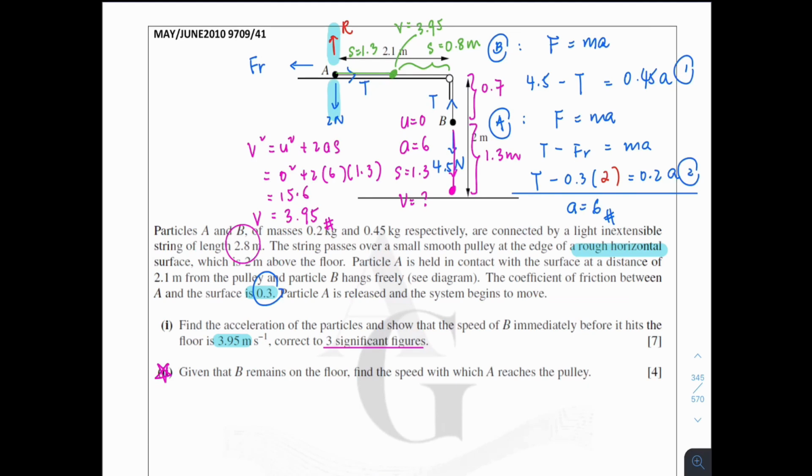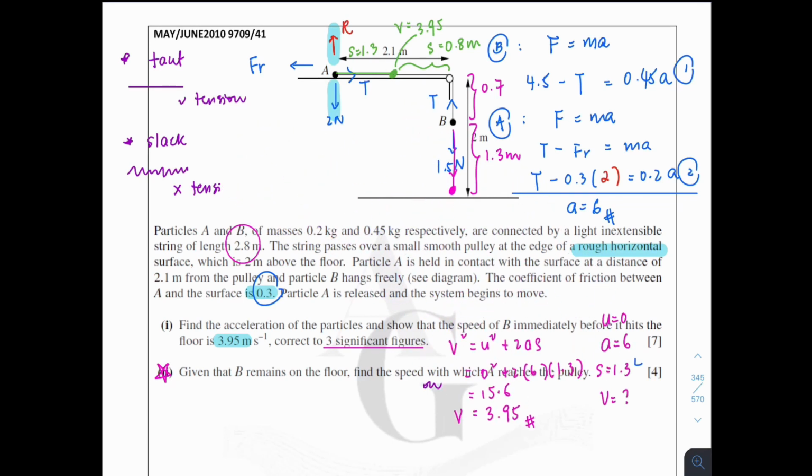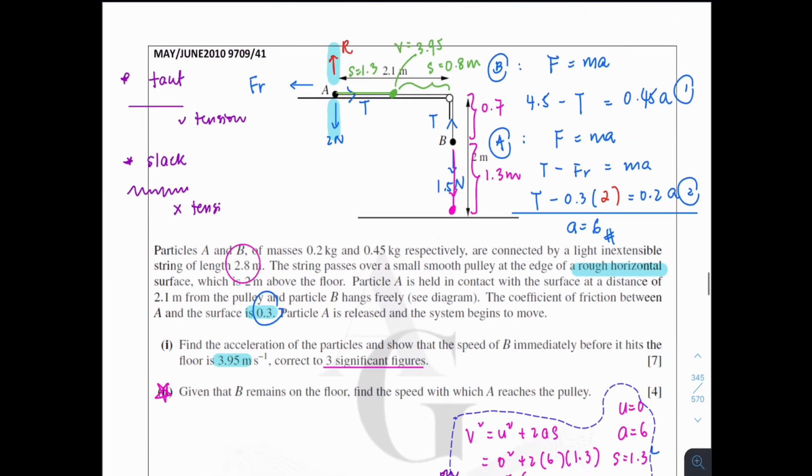For pulley questions, you need to know two terms. One is called taut, the other is called slack. When the string is taut, it means the string is very tight, meaning there is tension in the string. But when the string is slack, it means it's loose, which means there's no tension in the string. Let me move this somewhere else. Alright.